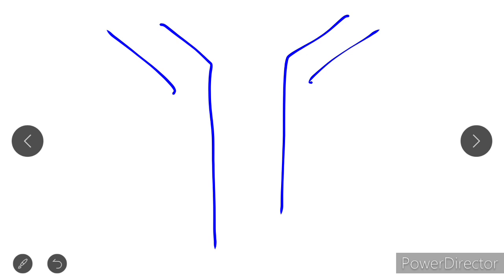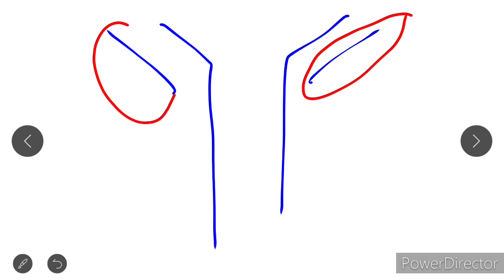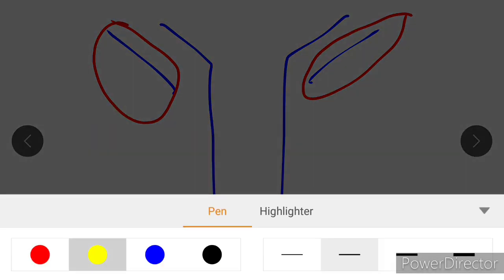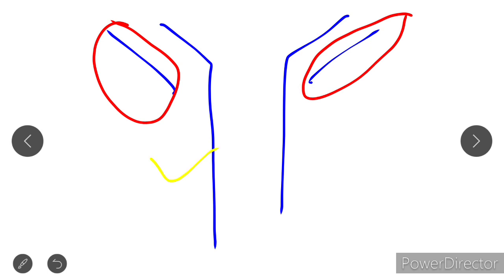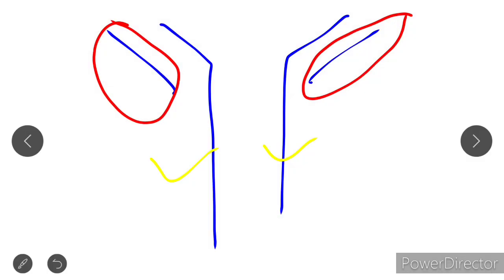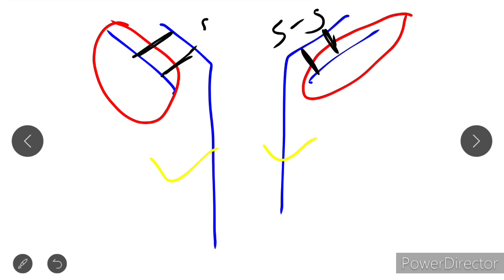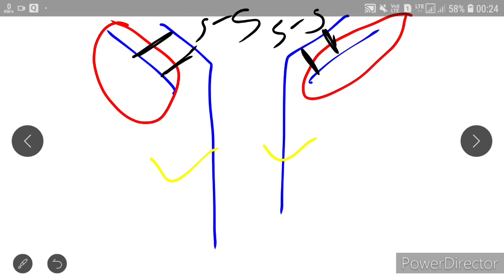So what are the light chains and what are the heavy chains? These two, this one and this one, are the light chains. And these two are the heavy chains. So it consists of 2 light chains and 2 heavy chains, basically 4 chains. The connections between the 2 light chains and 2 heavy chains are disulfide bridges, that is SS bonds. This connection consists of SS bonds and other non-covalent bonds.